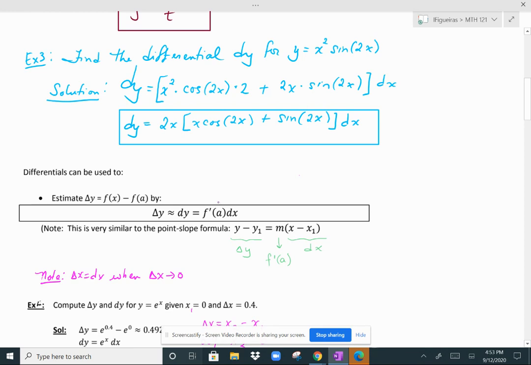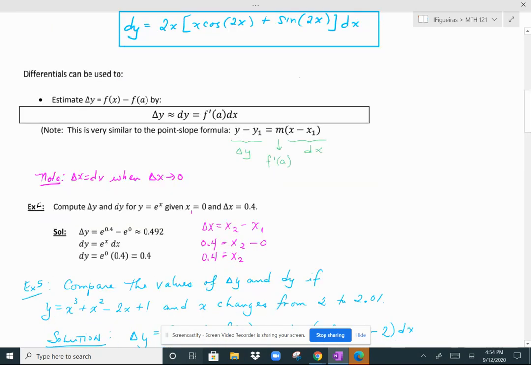So I just wanted to point out that this formula looks a lot like the point slope formula, which is right here. So y minus y sub 1, that's the delta y part of the formula. And then the m, well, we know that m is f prime, so that's this part. And then x minus x sub 1, again, that will be delta x, but your delta x is dx when the difference between the two x coordinates are small. So that didn't just come out of the blue. It's based off of something that we've already understood and have used before.